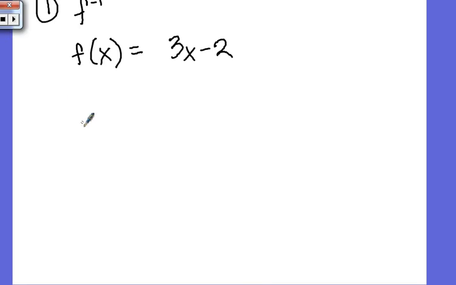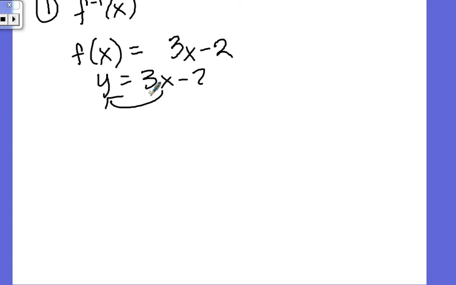Alright, so the first one I'm going to go over is number 1. Okay, so we're supposed to find the inverse of f of x. That's what you've been asked to do. So what we do, if you recall, is we change the f of x to y. And then the next thing we do is we switch the x and the y. And then we solve for y.